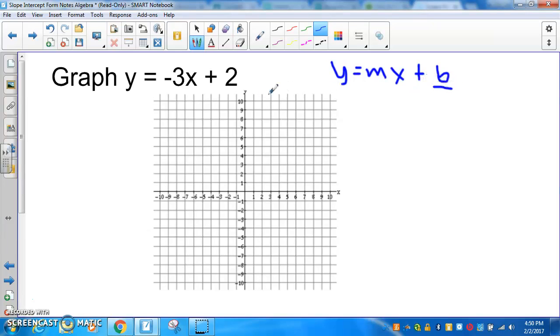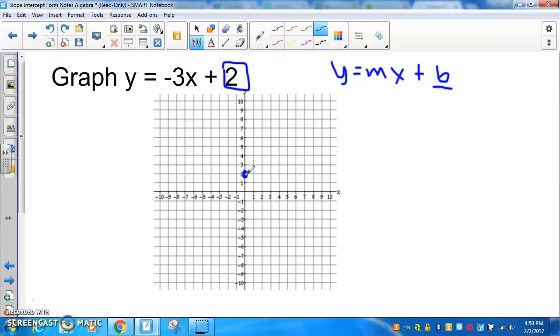B is our y-intercept. So in this equation, 2 is our y-intercept. It's typically the number on the right, but in case it's not, it's always the number that's not next to x. It's not the coefficient. And so in order to graph this, since it's a y-intercept, I go on the y-axis, that's this one right here, and I'm just going to plot a point at 2.